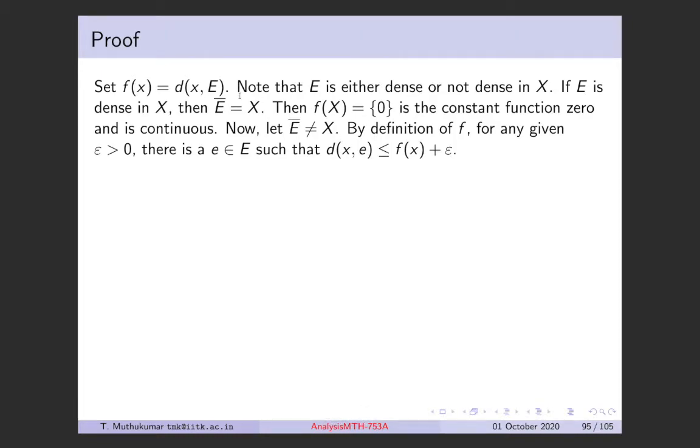Now, by the definition of the distance function, as I said, this distance function is the infimum over all elements of E of the distance from x. So since this is an infimum, once you fix an x, f(x) is the infimum. If you increment this infimum by some small epsilon, then you can pick an element e from the capital E such that the distance of x to e is less than or equal to this. This is by the definition of this distance function.